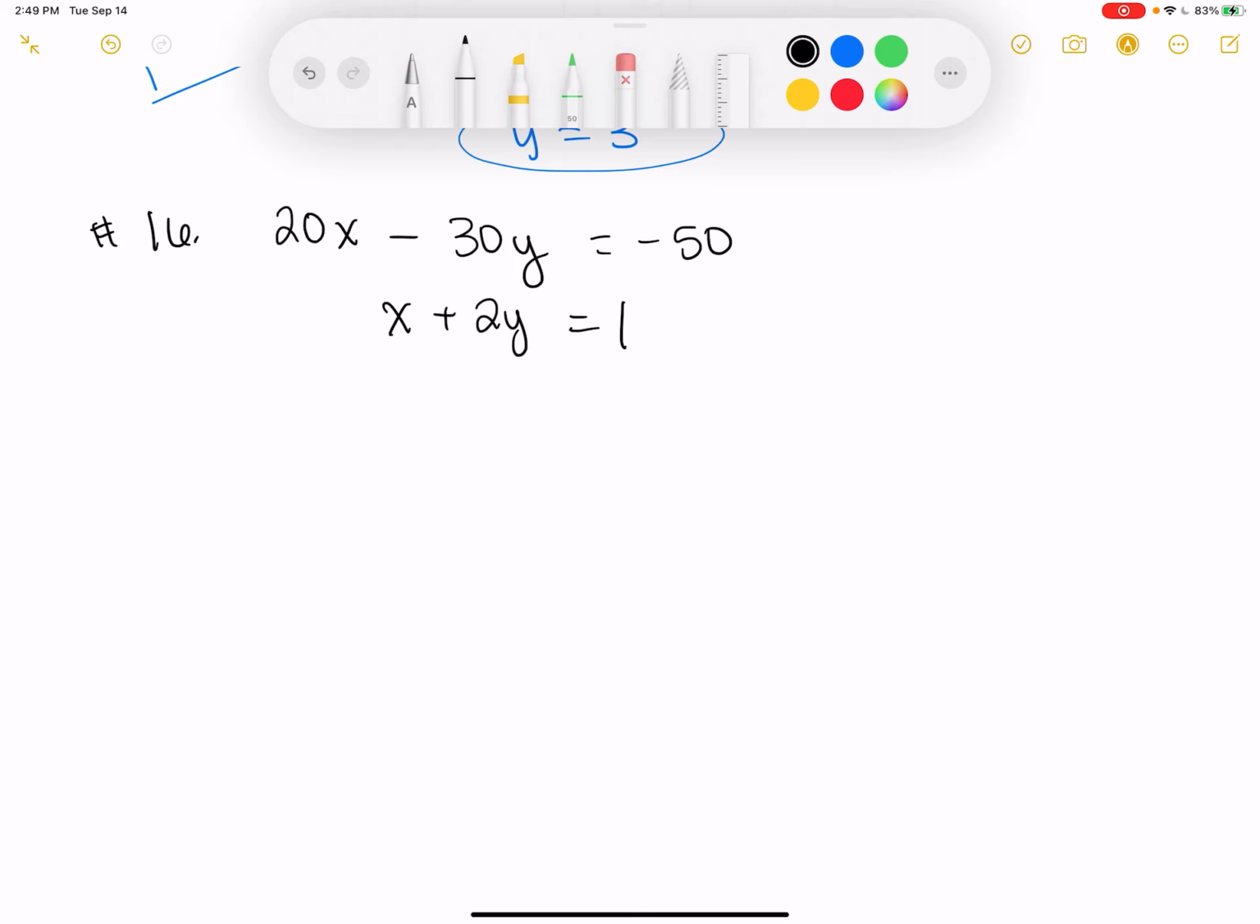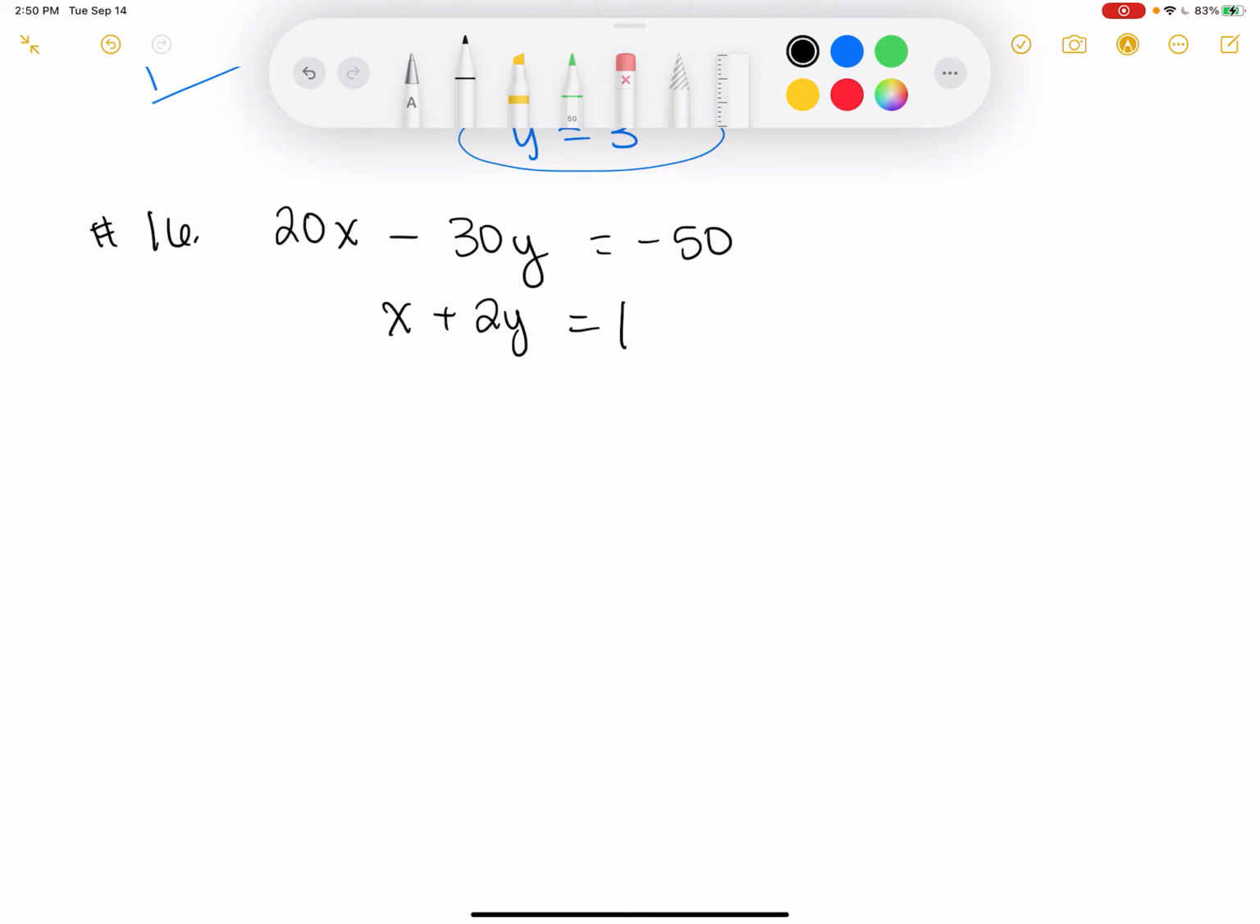Wait, would you transfer the 2 from the y to the x? Or just go all the way under? So in this case, I would have left x by itself and just move the 2y over. Because we want the variable that has a 1 in front of it. Because if not, you're going to end up with fractions. So you should have x on the left side and then move the 2y over with the 1. So it'll be negative 2y plus 1 is equal to x.